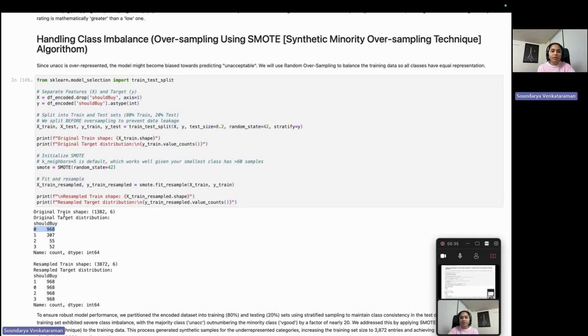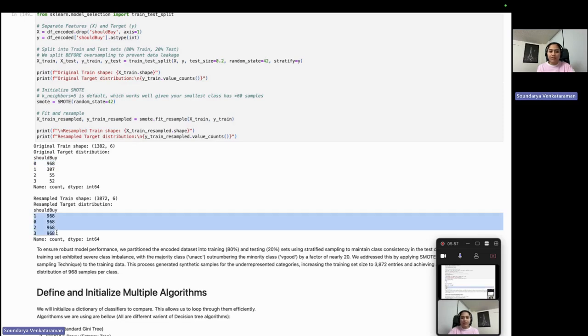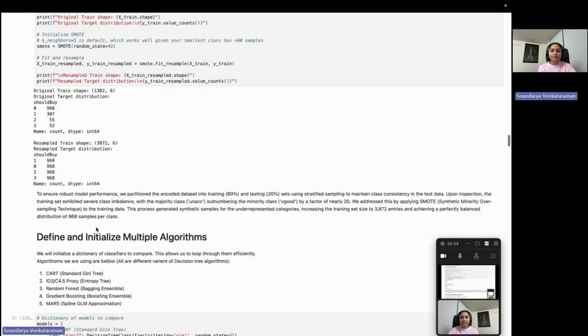So we wanted to do oversampling. We have done oversampling using the synthetic minority oversampling technique. Based on that, we have taken 80% of records to train the data set and 20% to test. So we have taken 3,872 records, and now we could see all of the categories having 968 records.